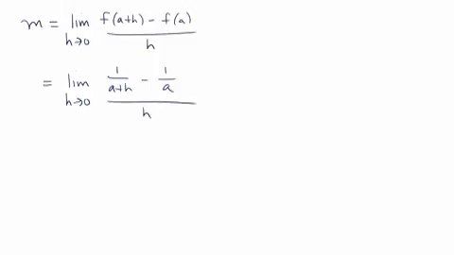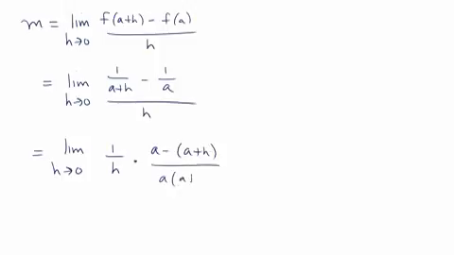Now we'll do some algebraic simplification. This would be equal to limit h goes to 0. We're going to multiply top and bottom of this fraction by the common denominator, a times the quantity a plus h. In doing so, we could also rewrite this limit as 1 over h times a minus the quantity a plus h over a times a plus h.